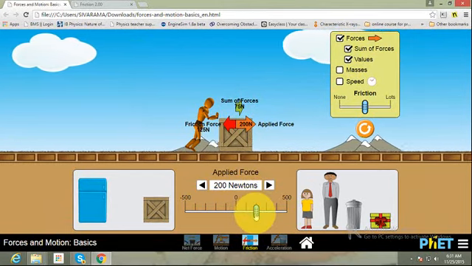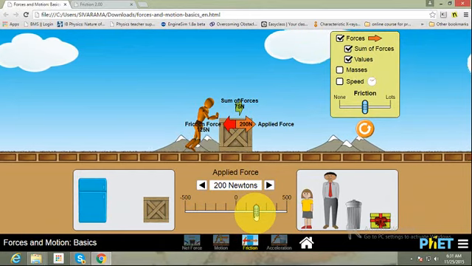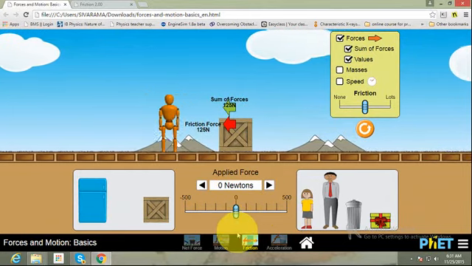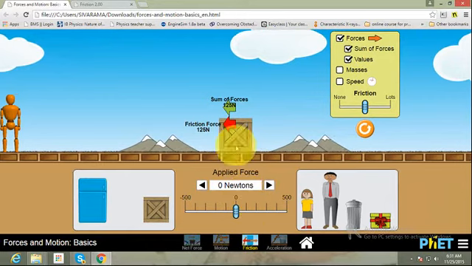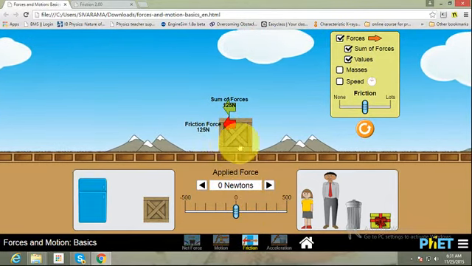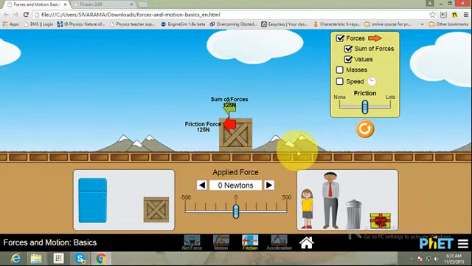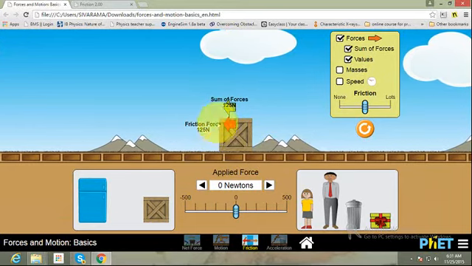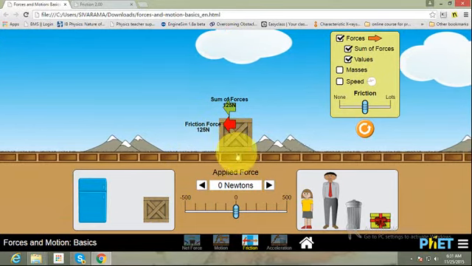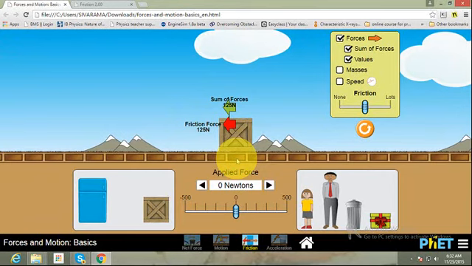Now if I stop applying the force, see what happens. You can see the frictional force and the body gradually comes to a stop. And it happened because of the frictional force between the box and the ground. So in this way, when the body is in motion, it comes to rest because of the frictional force.